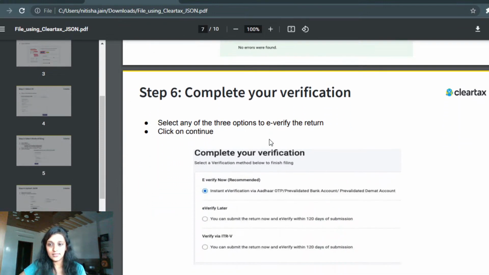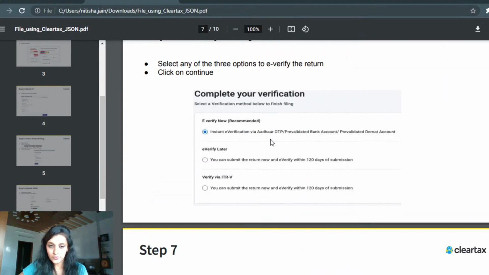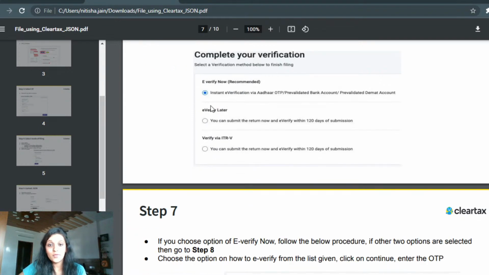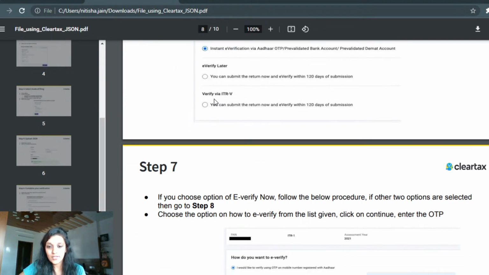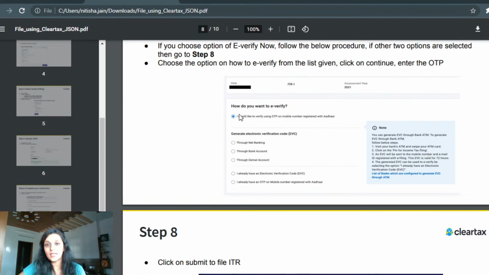Once this has come, click on proceed and you will land on the e-verification page. If you want to e-verify now, click on instant e-verification. If not, you can click on the second option, e-verify later. If you are doing instant e-verification, it will ask by which mode you want to e-verify. If you want to verify using Aadhaar OTP, select the first option. If you want to verify through net banking, you can select another option.